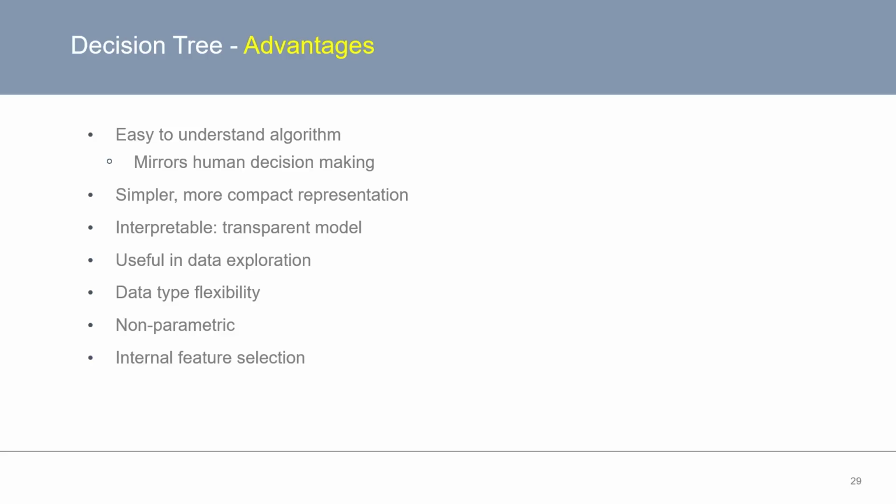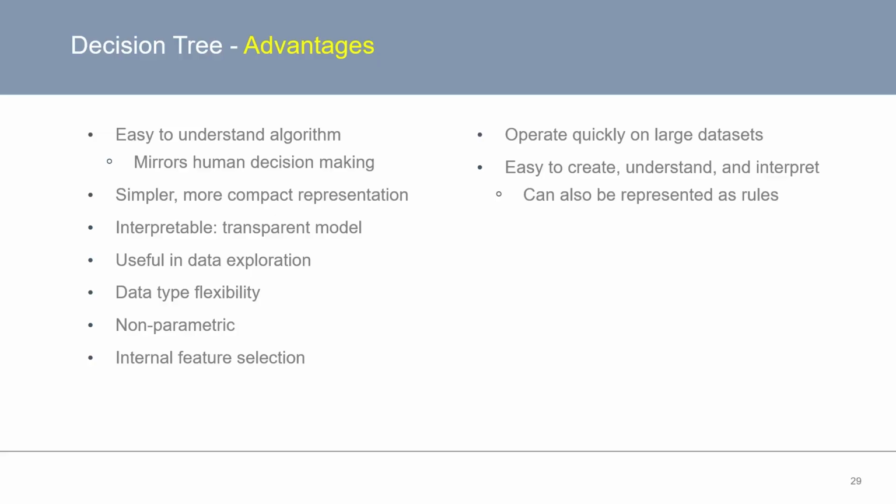They are a non-parametric representation, so they don't necessarily assume linearity. When used as a machine learning approach, they automatically, internally conduct feature selection. Also, they train as machine learning algorithms quickly and efficiently, even on large datasets, and similarly, they make predictions quickly. As a manually constructed knowledge representation, they're relatively easy to create, understand, and interpret, and they can also be linearized and represented as if-then rules.